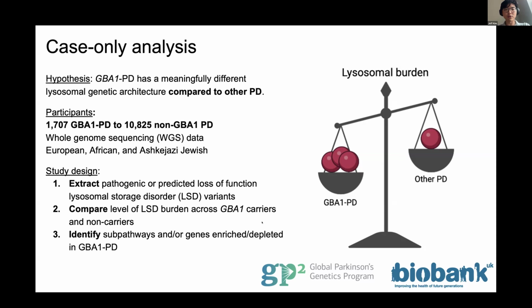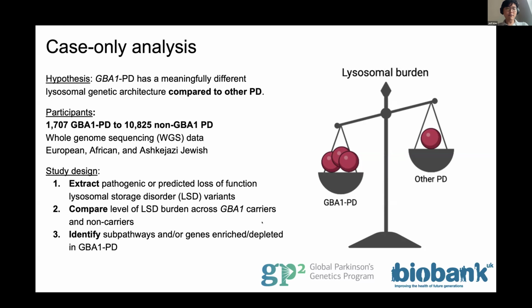dataset, which more than doubled our dataset. So all the results you see here are a result of the extra sample sizes, and it's basically new information at this point. So the design was to first extract pathogenic or predicted loss of function variants in these lysosomal storage disorders, and compare the level of burden between GBA carriers and non-carrying PDs.